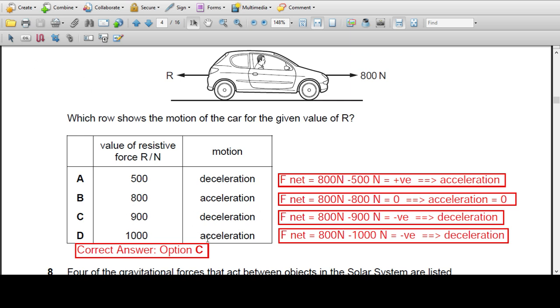While if the opposing force is 1000 newtons and the forward force is 800 newtons, it is also a deceleration. So only option C is correct.